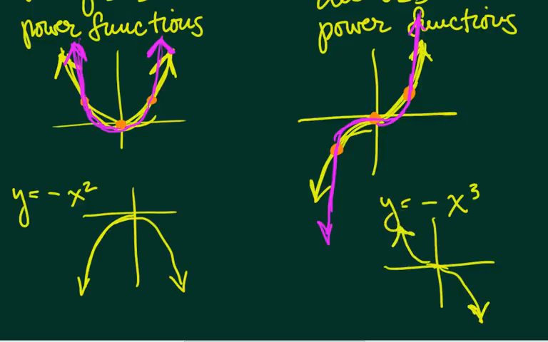So I'll be talking about functions that start high and end high, or that start low and end low, or maybe start high and end low. It's all going to depend on whether the leading coefficient is negative or positive, and whether the degree of the function is odd or even. Keep that thought.